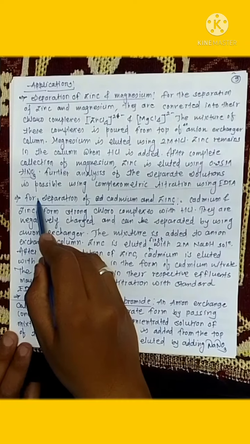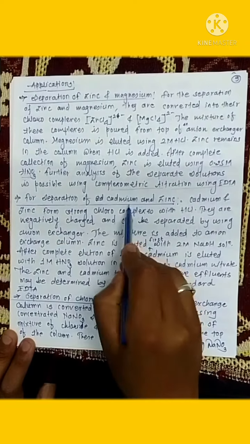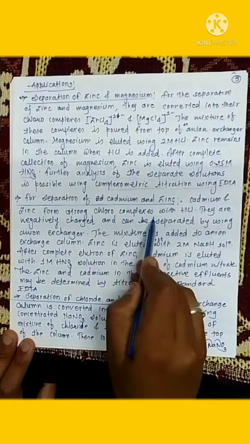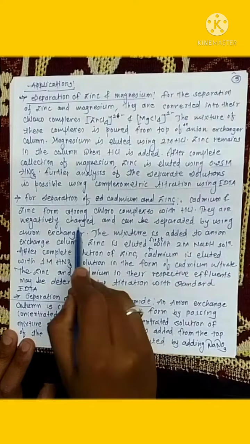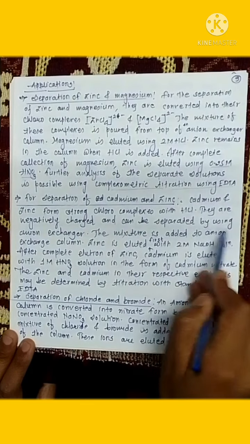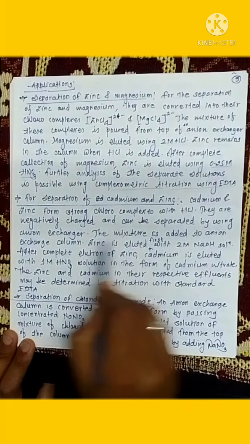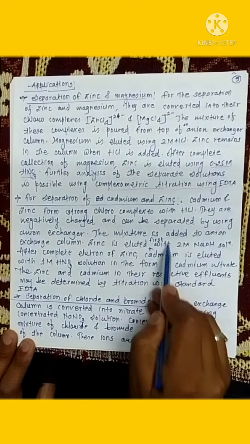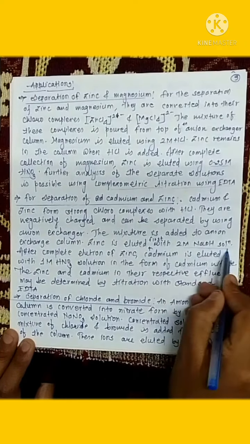The ion exchange technique is used for the separation of cadmium and zinc also. Cadmium and zinc form strong chloro complexes with HCl. They are negatively charged and can be separated by using an anion exchanger. The mixture is added to the anion exchange column. Zinc is eluted first with 2 molar NaOH solution.